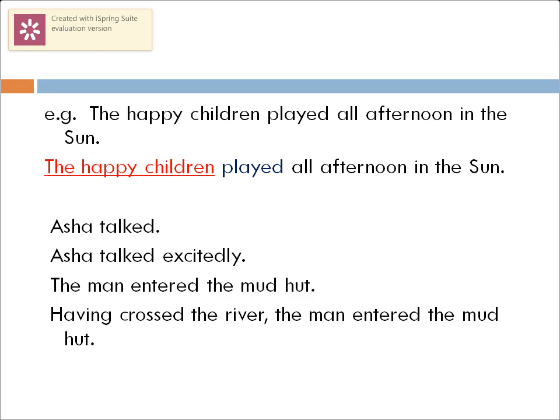We find that here the subject is simply the man and the verb is entered. In spite of looking like having verbs in the first section, having crossed the river, it simply acts as an adjective to the man. So we need to remember that simple sentences consist of only one independent clause, that is, one subject, one verb, and one complete thought.